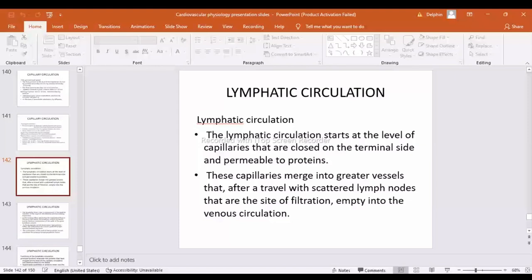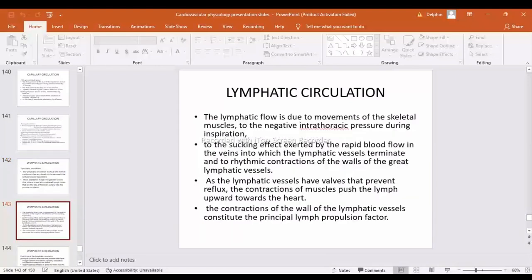And lymphatic flow is due to movement of skeletal muscle and to the negative intrathoracic pressure during inspiration.